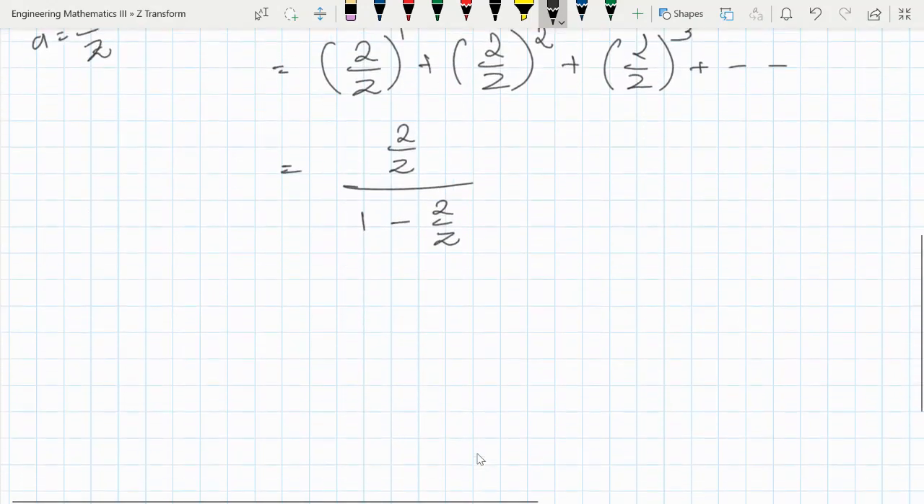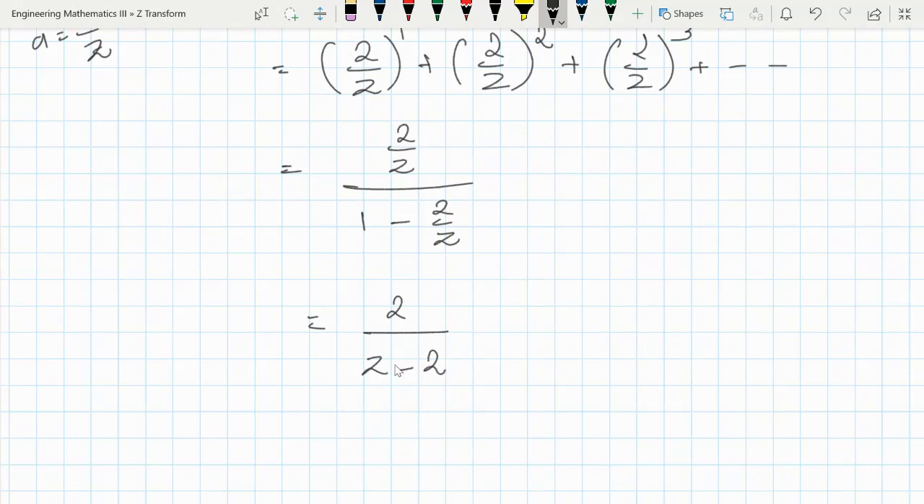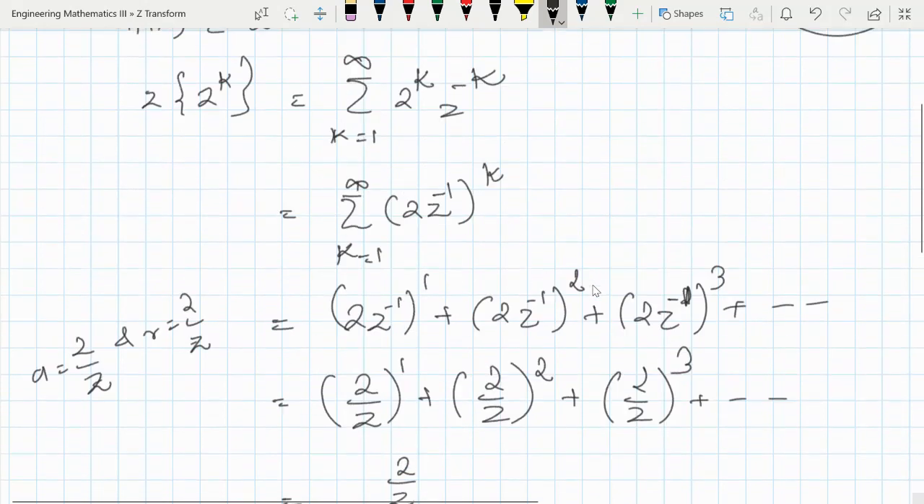Okay, and if we solve, what do I get? This is simply 2 divided by z minus 2. Oh my god, see, instead of z upon z minus 2 you'll get 2 upon z minus 2. That is the beauty of this concept. So this is for z greater than 2 obviously. Okay, so see, one value is changed, the entire thing will change.